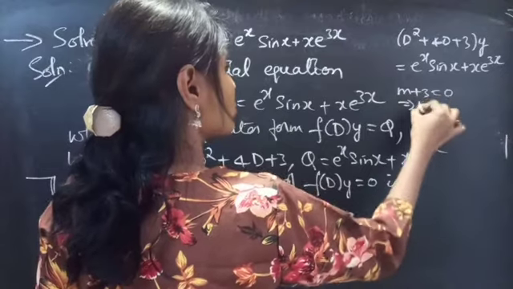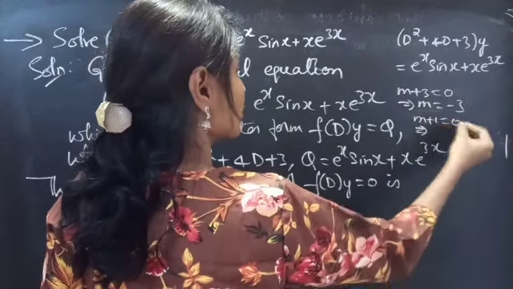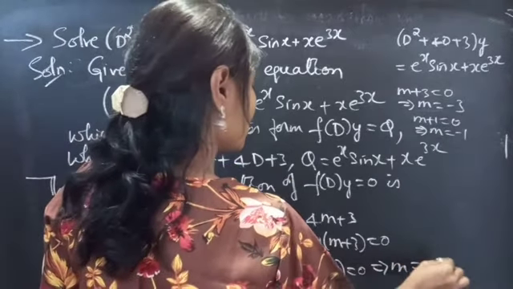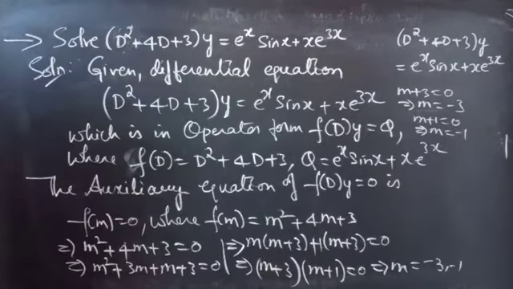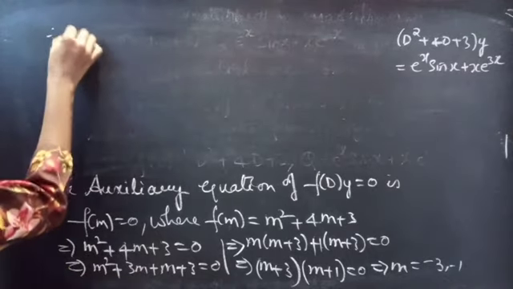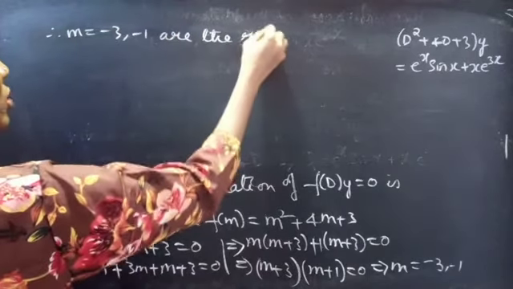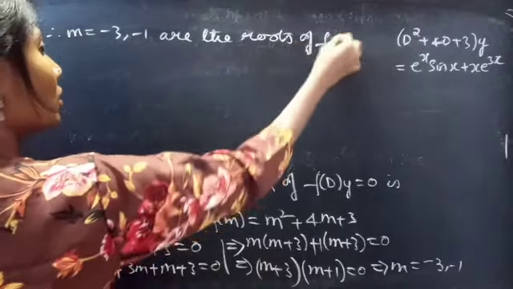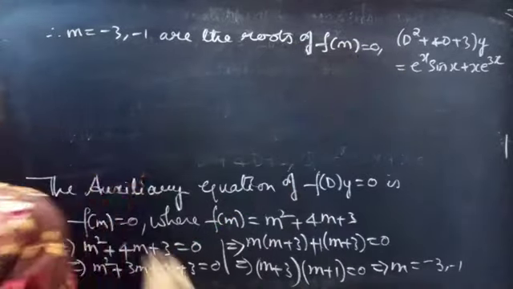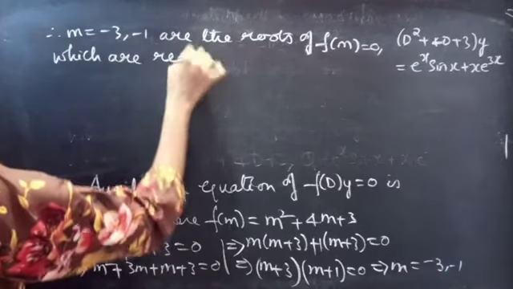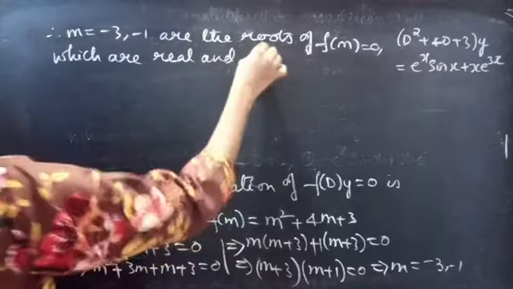Now equate each factor to 0. From m + 3 = 0, we'll get m = -3. From m + 1 = 0, we'll get m = -1. So we get m = -3 and -1, which are real and distinct roots of our auxiliary equation. Therefore, m = -3, -1 are the roots of F(m) = 0, our auxiliary equation, which are real and distinct, or we can call them real and different.